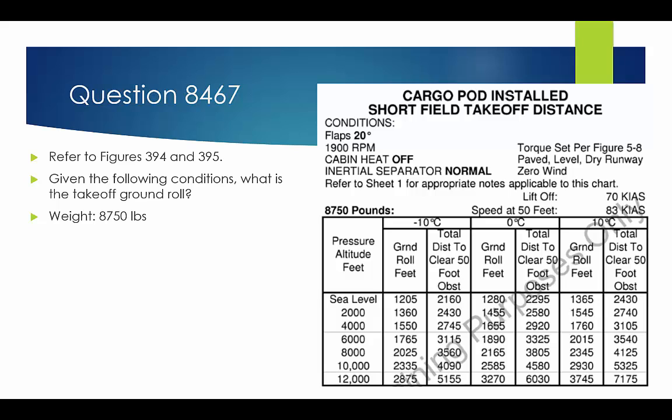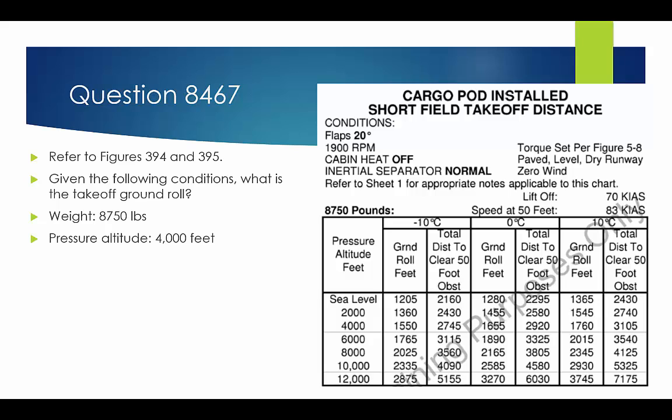I'm going to look at one further question. This one's simple if you read the notes. They're all relatively simple if you read the notes, and if you follow along and understand what we're doing here. On this, we're going to look at figure 394 and 395, and we're instructed to find the takeoff ground roll for a weight of 8,750 pounds and a pressure altitude of 4,000 feet.